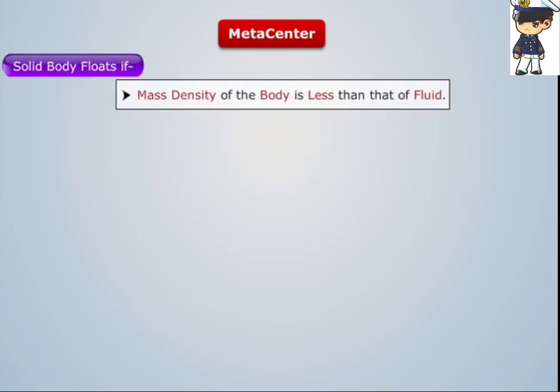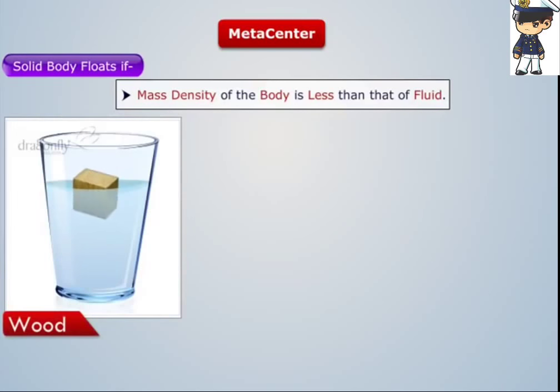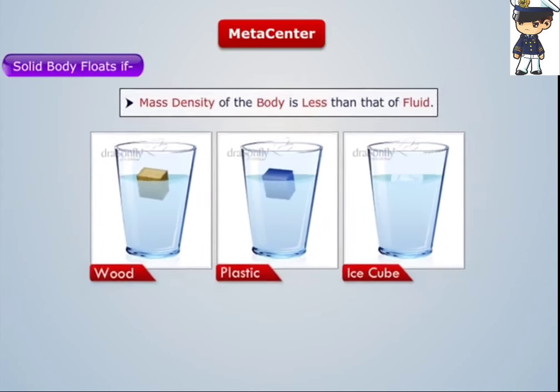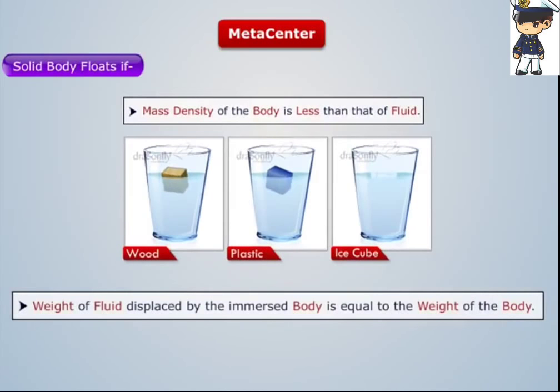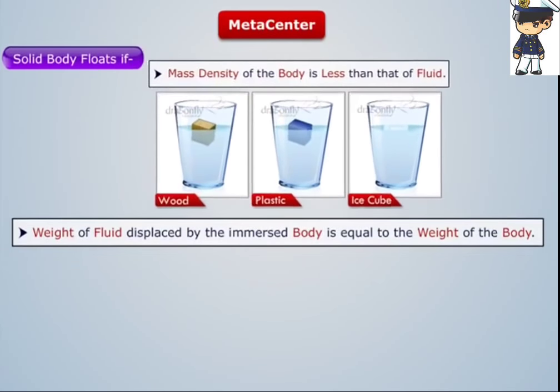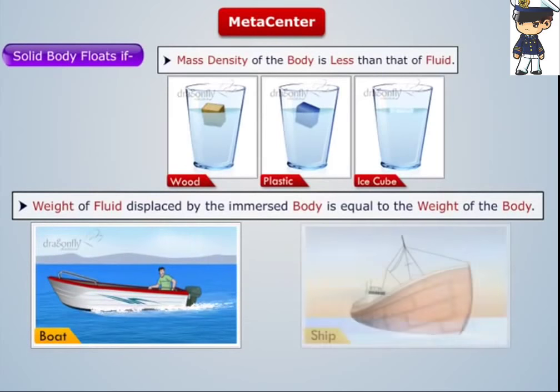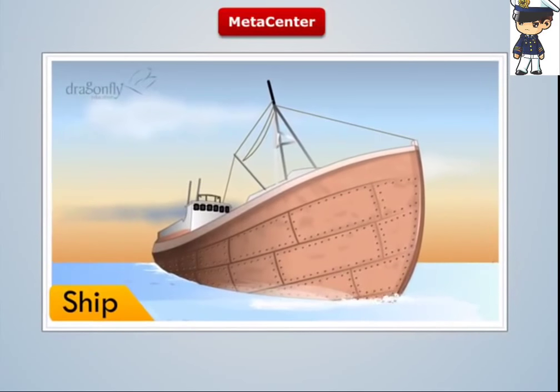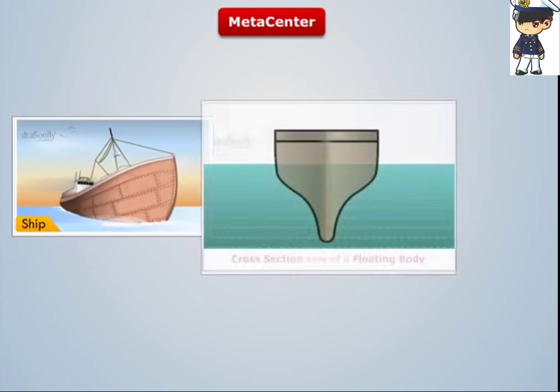If the mass density of a body is less than that of fluid, as in case of wood, plastic, ice cube, etc., and if the weight of fluid displaced by the immersed body is equal to the weight of the body, as in case of boat, ship, etc., when a body, say a ship, floats in water, it is acted upon by two forces.